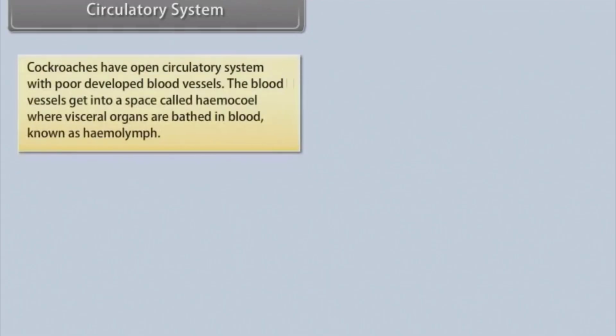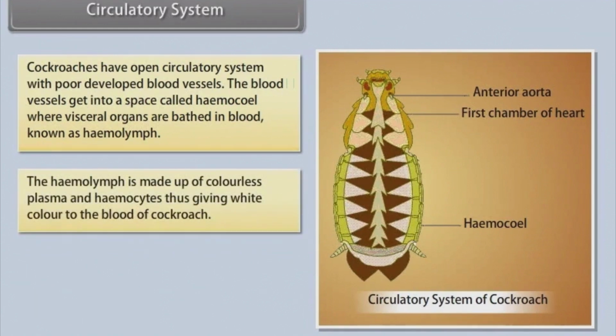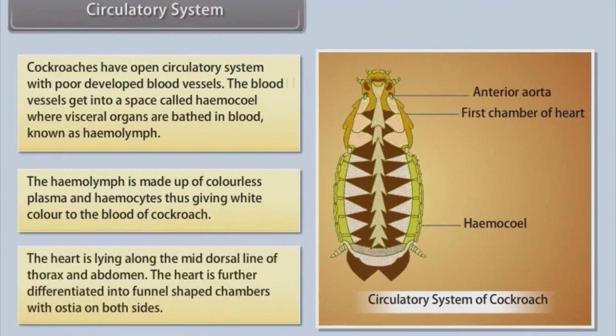Circulatory system. Cockroaches have an open circulatory system with poorly developed blood vessels. The blood vessels open into a space called the hemocoel, where visceral organs are bathed in blood, known as haemolymph. The haemolymph is made up of colorless plasma and hemocytes, thus giving the white color to the blood of the cockroach. The heart lies along the mid-dorsal line of the thorax and abdomen. The heart is further differentiated into funnel-shaped chambers with ostia on both sides.